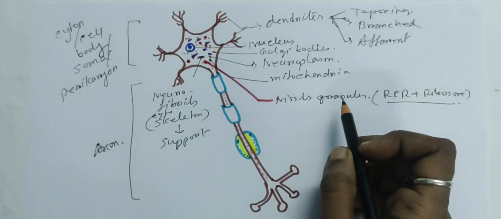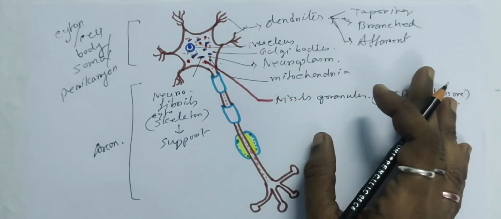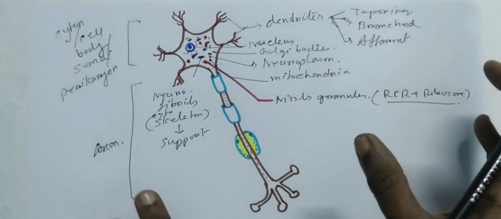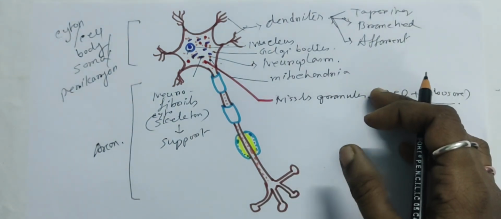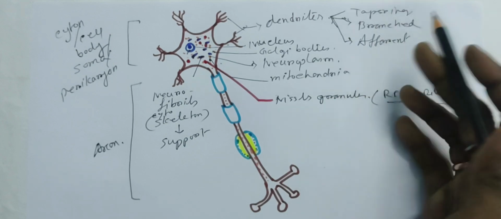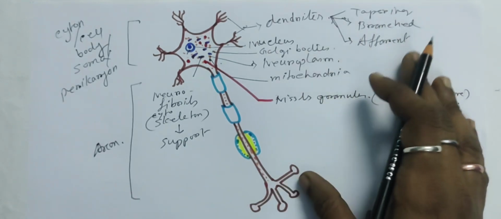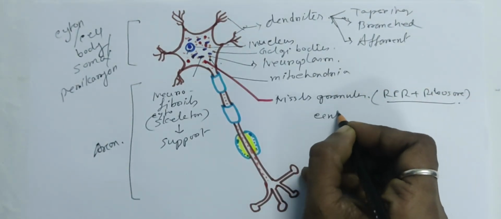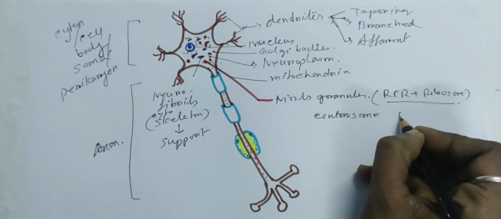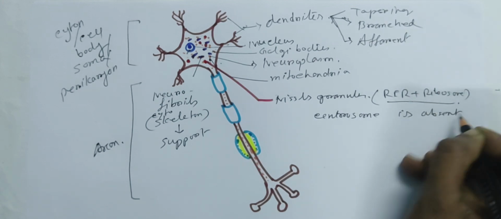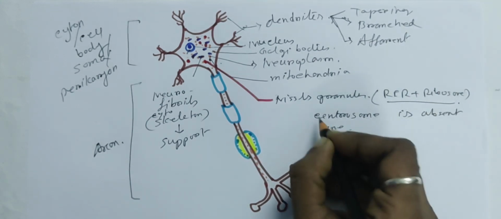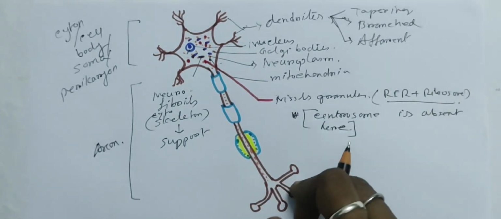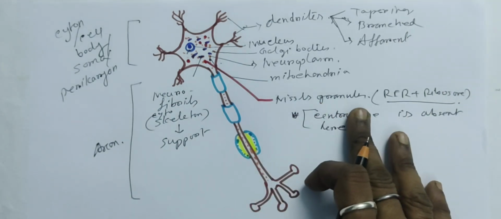A very important thing is that nerve cells cannot divide. Their length is an example of long cells. Their length is much more, maybe up to 1 meter. But they never divide because of lacking centrosome. Centrosome is absent here. It's very important. That's why nerve cells cannot divide.